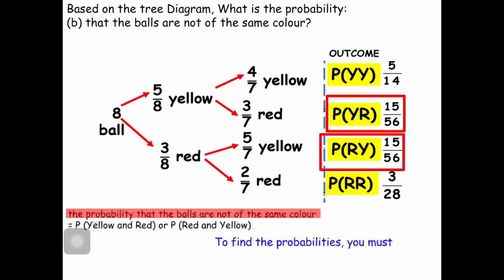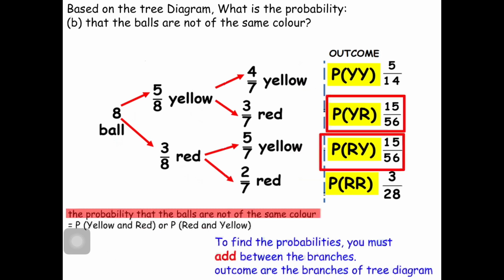So to find the probabilities, you must add between the branches. So outcomes are the branches of the tree diagram. So these are the branches, where probability yellow and red is denoted by probability YR. So there from the tree diagram, you have a value of 15/56.